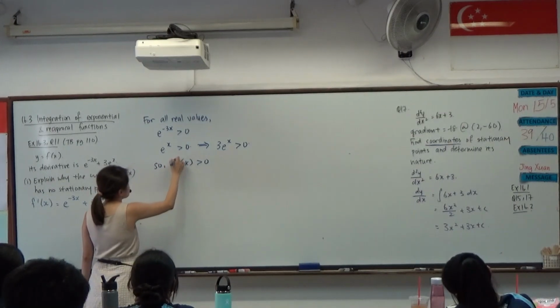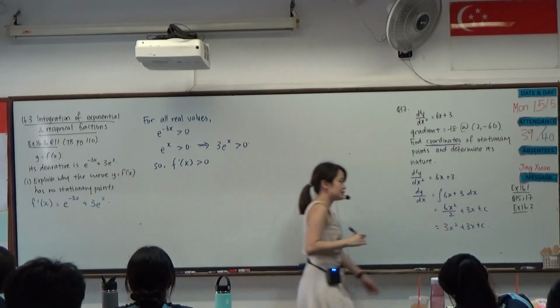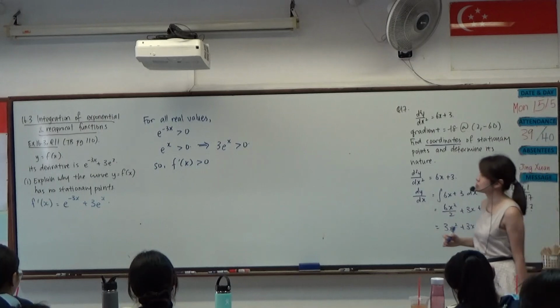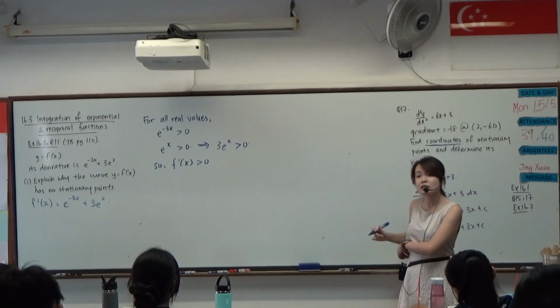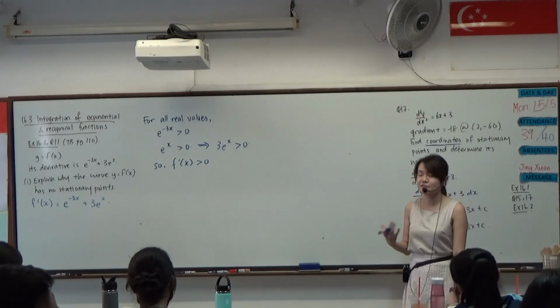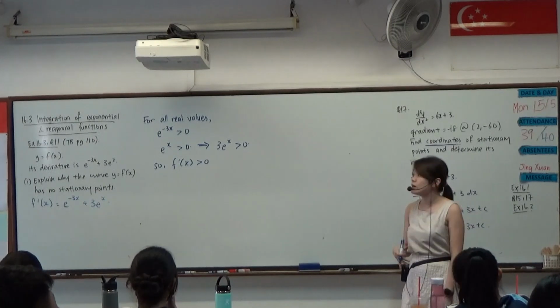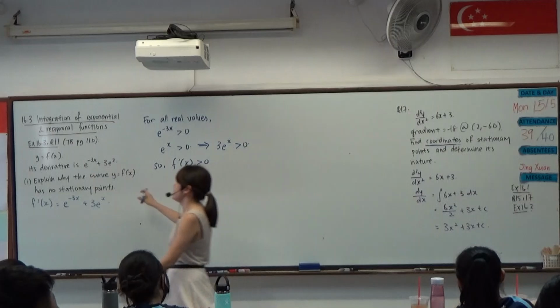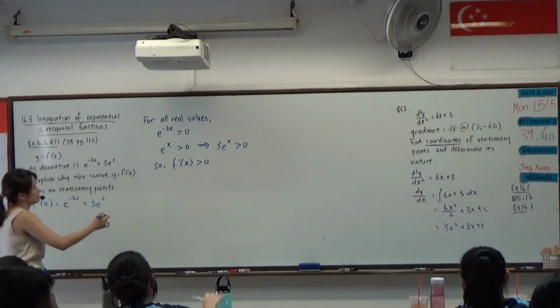So we can conclude that your derivative is always more than 0. And because it is always more than 0, it can never be equals to 0. And because it can never be equals to 0, that explains why there are no stationary points.